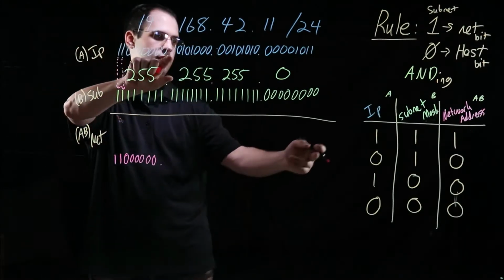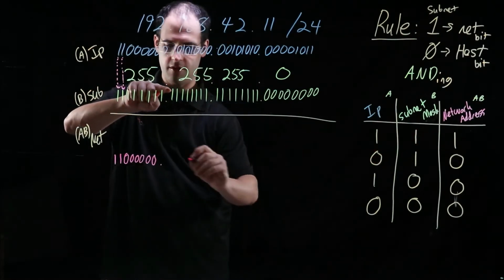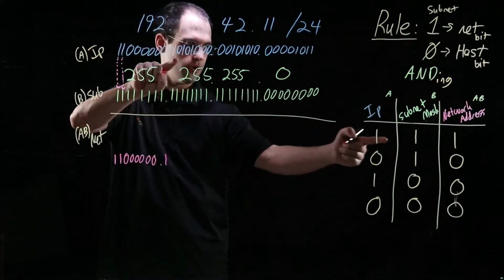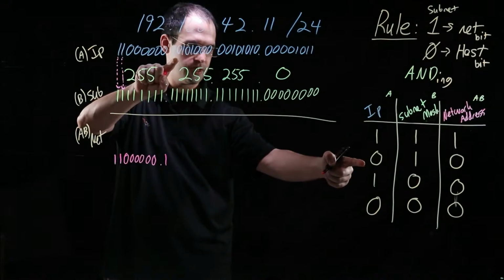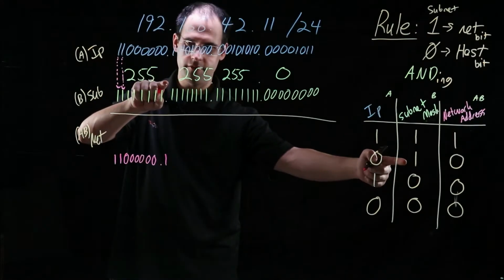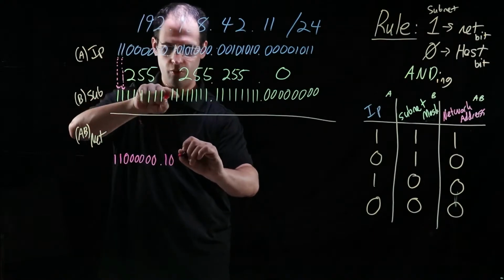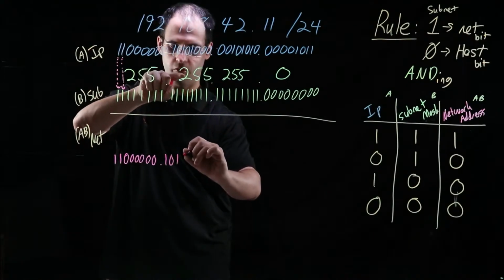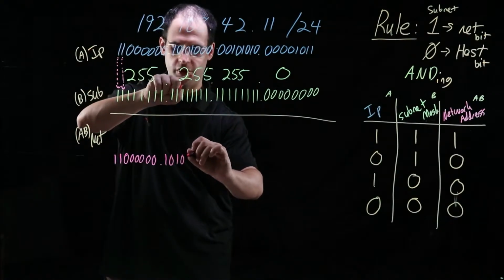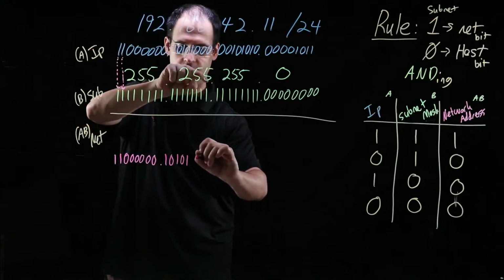A 1 and a 1 gets me a 1. A 0 and a 1 gets me a 0. A 1 and a 1 gets me a 1. A 0 and a 1 gets me a 0. A 1 and a 1 gets me a 1, and then 3 more zeros.